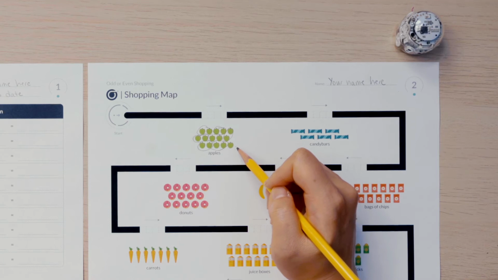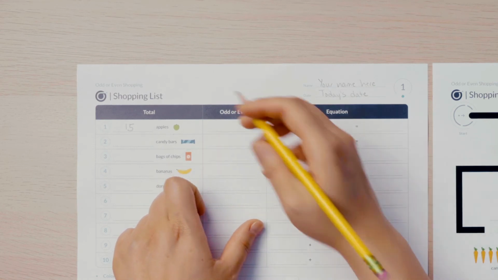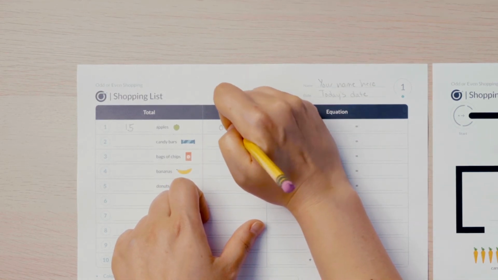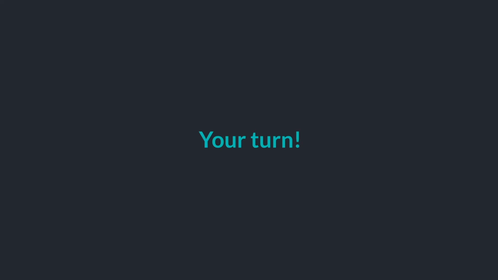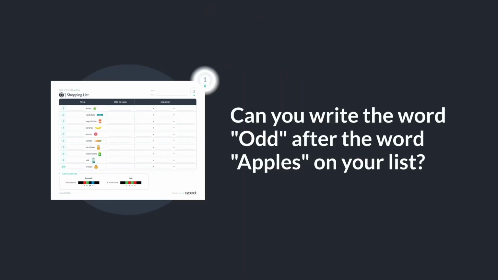I want to help Ozobot remember that the number 15 is odd, so on my odd or even shopping list, I will write the word odd. Can you write the word odd after the word apples on your list?